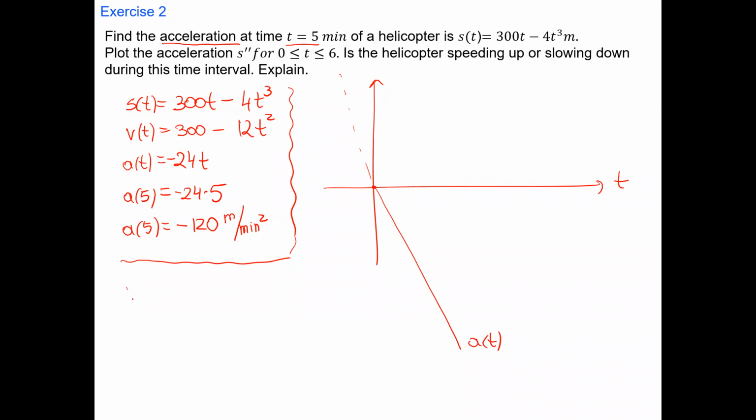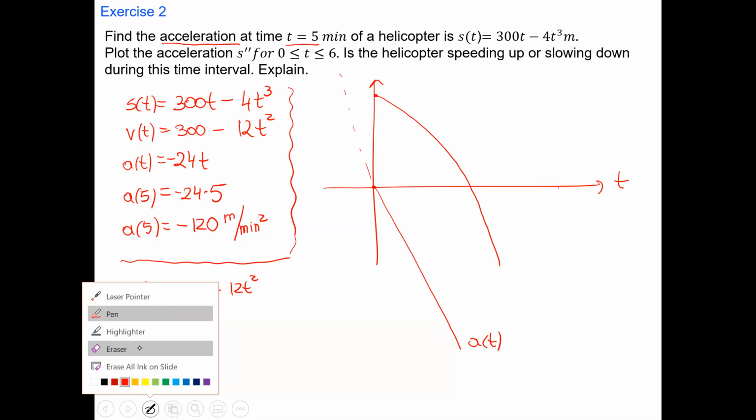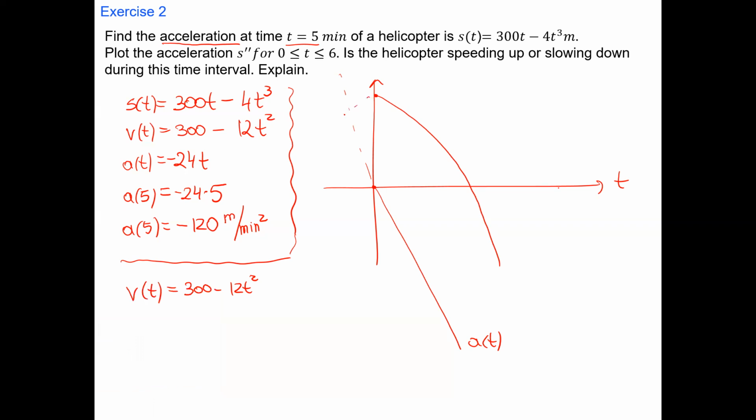Okay, velocity, it's a parabola. And we can see 300 minus 12t squared. Again, it's a parabola which is open down. 300 is the y-intercept, and it's open down. Actually, we're not interested in this side. We're just looking at this.